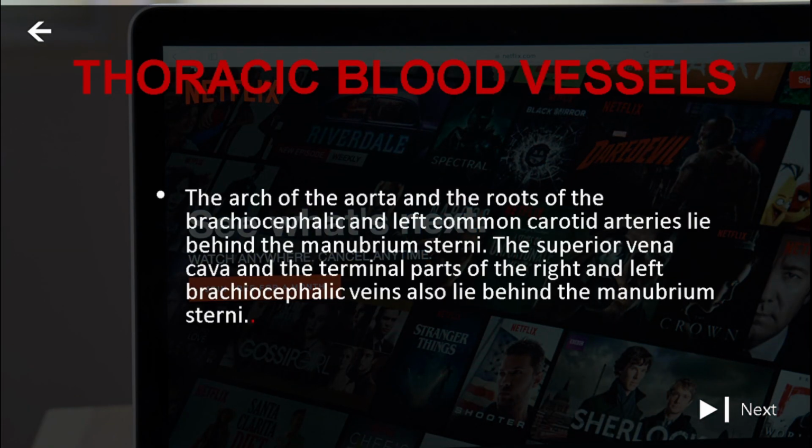Our next topic is thoracic blood vessels. The arch of the aorta and the roots of the brachiocephalic and left common carotid arteries lie behind the manubrium sterni. The superior vena cava and the terminal parts of the right and left brachiocephalic veins also lie behind the manubrium sterni.